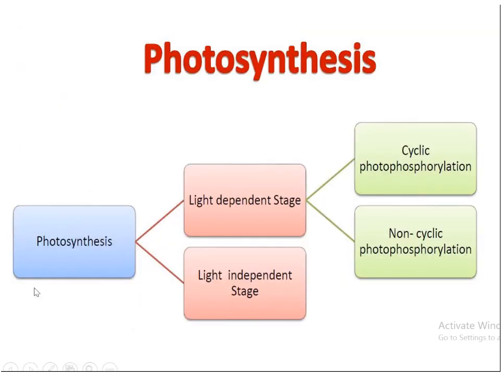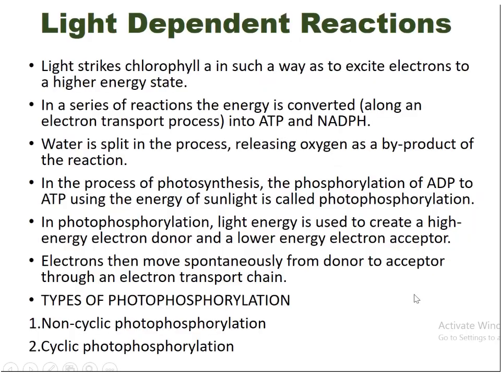So this is the overall photosynthesis, divided into two portions: the light dependent and light independent stages. And the light dependent stage has two more phases: cyclic photophosphorylation and non-cyclic photophosphorylation. I will describe both of these photophosphorylations in this lecture.